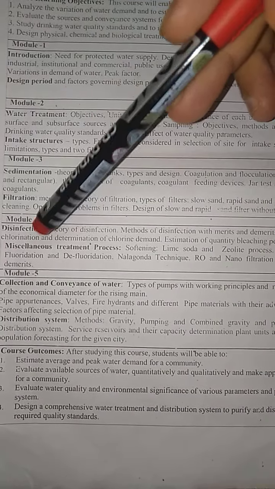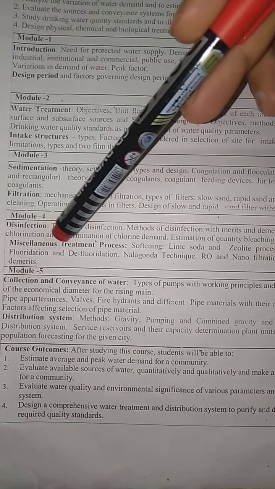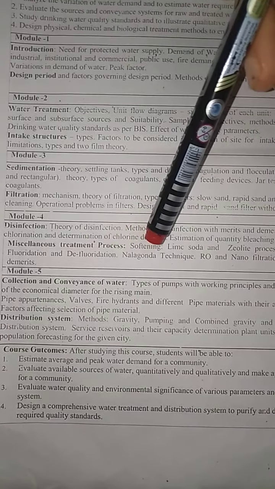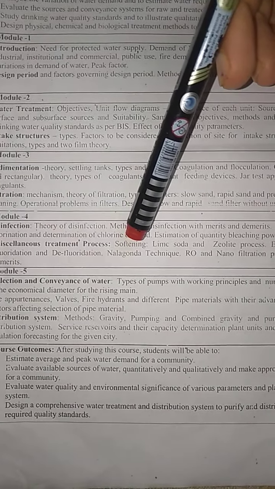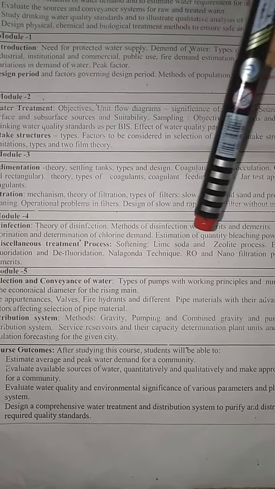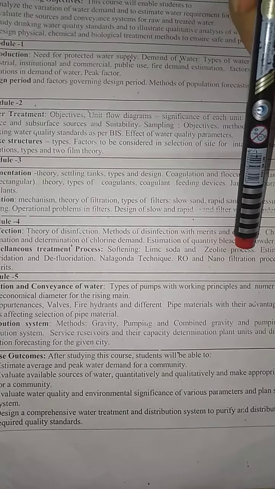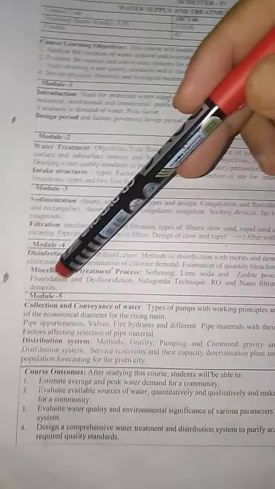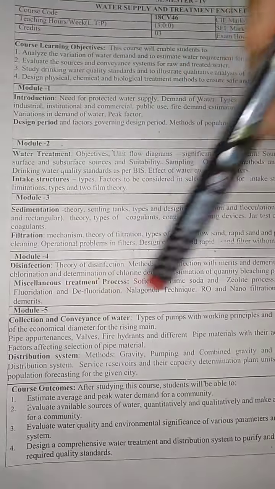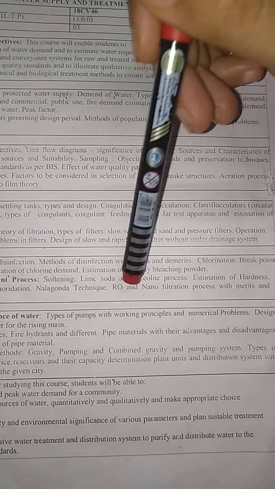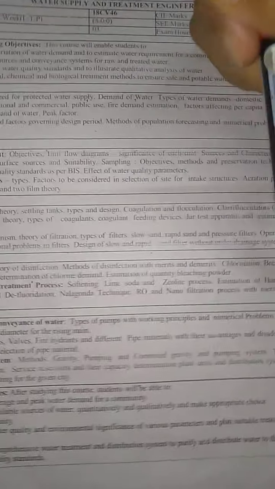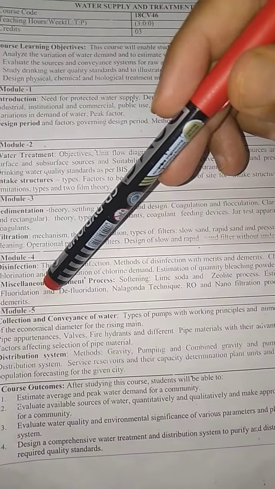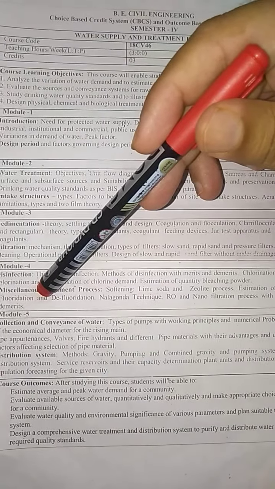In today's class, we are going to see regarding miscellaneous treatment processes. In that, we are going to see regarding softening, that is lime soda and zeolite process, estimation of hardness, then fluoridation and defluoridation, Nalgonda technique, RO, that is reverse osmosis, and nanofiltration with merits and demerits we are going to see. Okay.